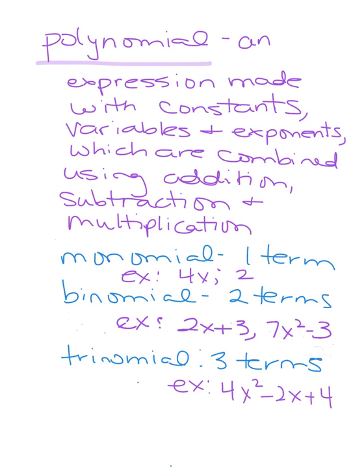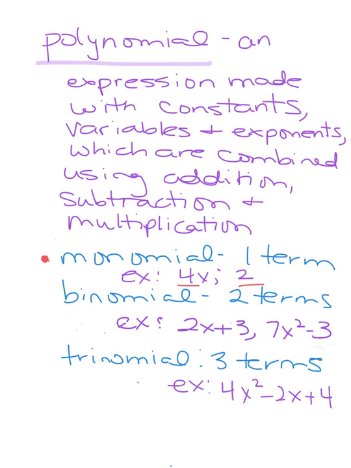So when we're talking about polynomials, it's an expression made with constants, variables, so it could be numbers and letters, and exponents, which are combined using addition, subtraction, and multiplication. We have names for certain ones. We talk about a monomial. A monomial is when we have one term. For instance, if we have 4x or we have 2, they are each monomials.